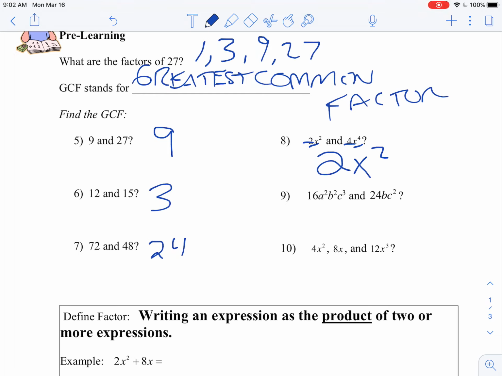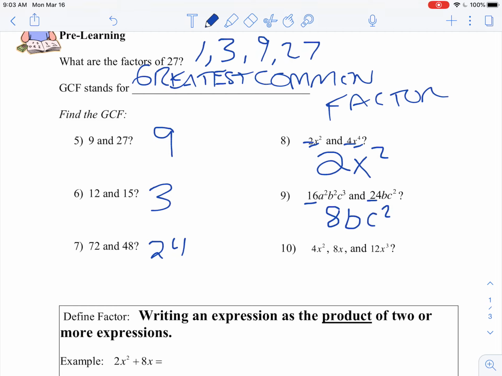Let's take a look at number 9. For the numbers 16 and 24, 2 goes into both, 4 goes into both, but 8 is the biggest number. The first one has 2 a's, the second one has no a's. So what do they have in common? Well, they have no a's in common, so I'm not going to put any a's. The first one has 2 b's, the second one has only 1, so they have 1 in common. The first one has 3 c's, the second one has 2 c's, so in common they have 2 c's.